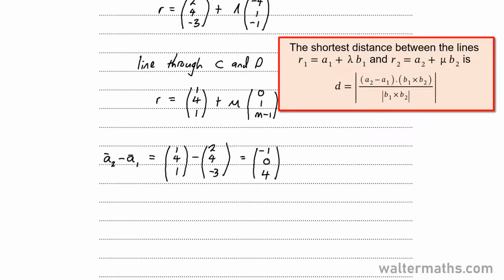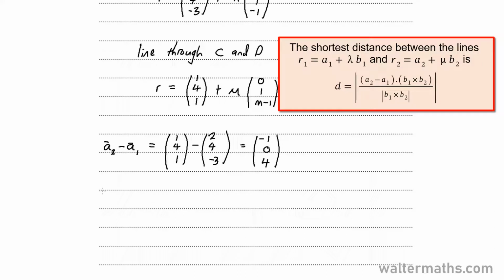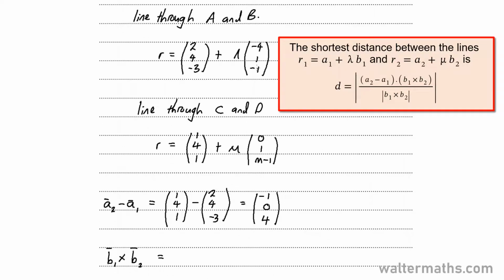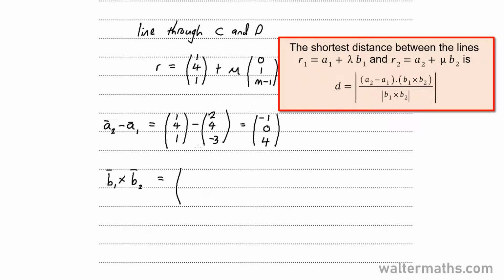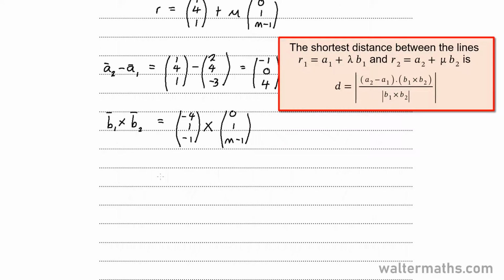Next, we shall need to find the cross product of B1 and B2. Now, B1 and B2 are the direction vectors of the two lines. So that's the cross product of the direction vector of the line through A and B, so (-4, 1, -1), and we are cross multiplying that with the direction vector of the line through C and D, which is (0, 1, m minus 1). So we can find it this way, where we are going to have -4, 1, -1, then 0, 1, m minus 1.